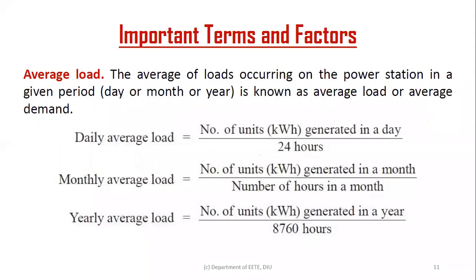Probably in the whole day, suppose 24 hours, 1 hour they are producing less, 1 hour they are producing more. It's not like that. We just sum all the units of the whole day, and then divide by the number of hours of that particular time. So for daily average load, we take the number of units generated in a day divided by 24 hours. Similarly, for monthly average load, number of units, that means power unit, kilowatt hour. We all know that kilowatt hour is a unit of energy.